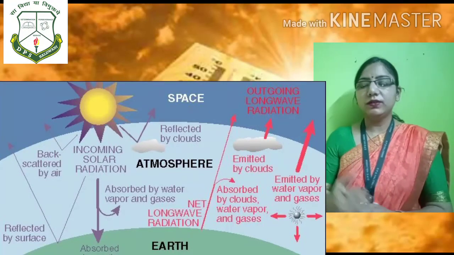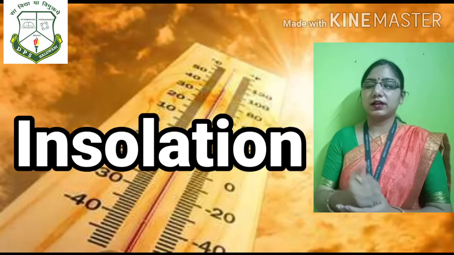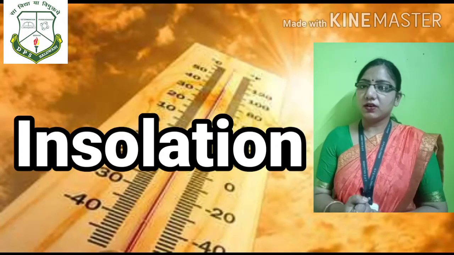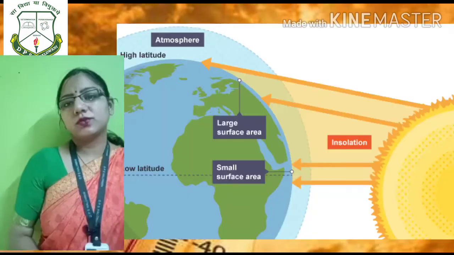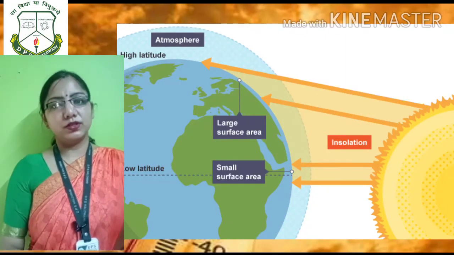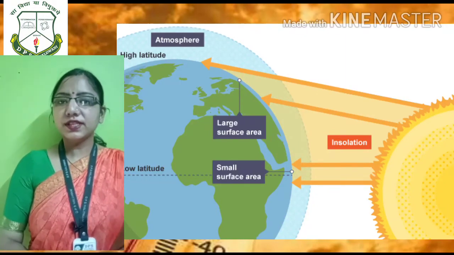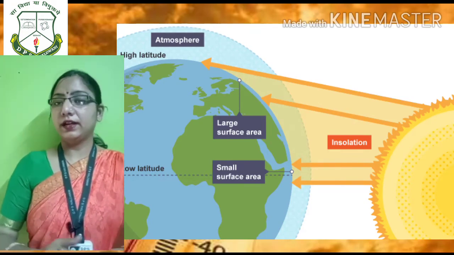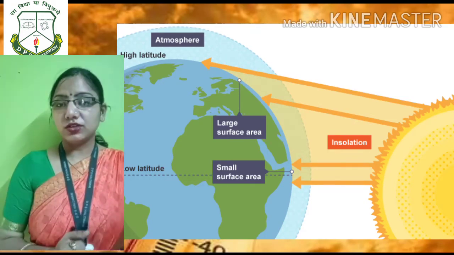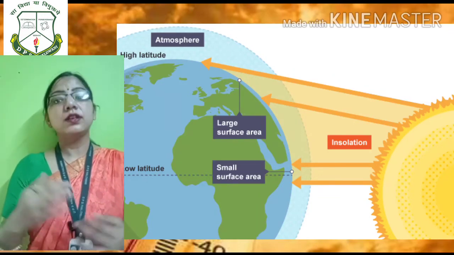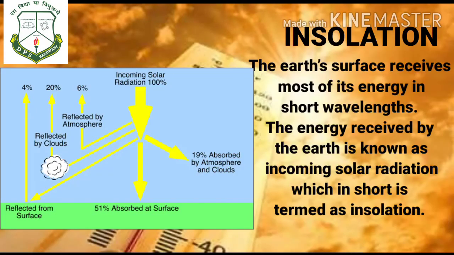So now we will proceed to our next topic, that is the variability of insolation at the surface of the earth. Students, to know about the variability in the insolation process over the earth's surface, first we will know what the insolation process is and how it works over the earth's surface. So let's see what insolation is.